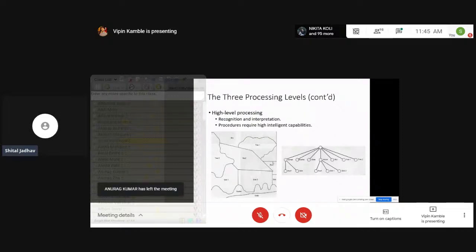In gait analysis, one can know whether a person is walking suspiciously or not, or what their properties are. A person who is walking confidently and a person who is in suspicious activity both have a slight difference in their walking mechanism. So this comes under the third level or high level processing, recognition and interpretation. These procedures require highly intelligent capabilities that are possible through providing a large amount of learning data.